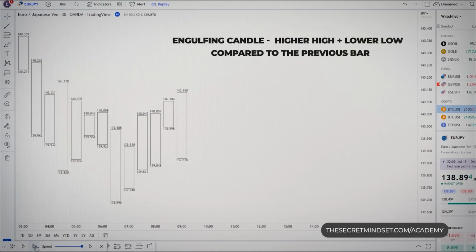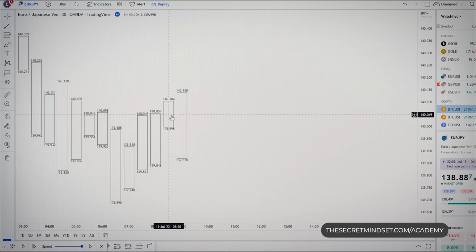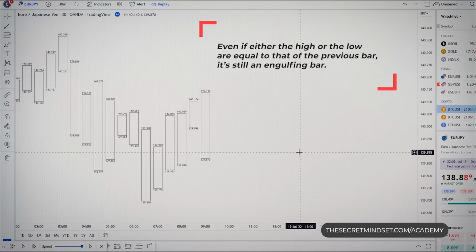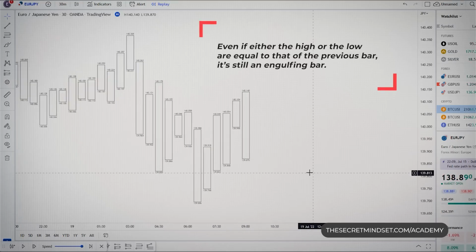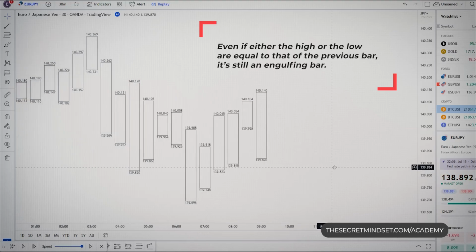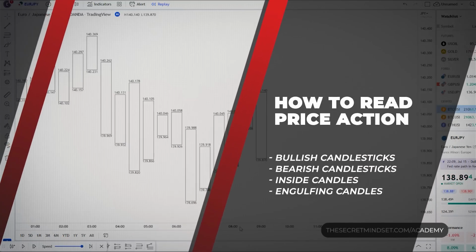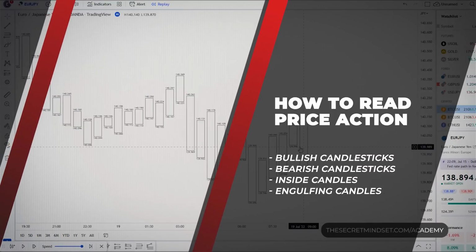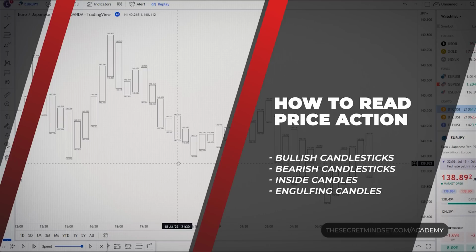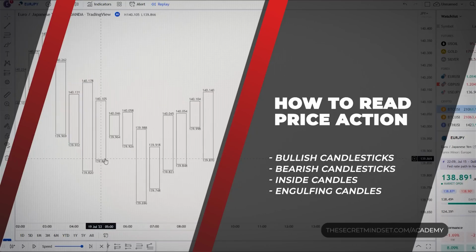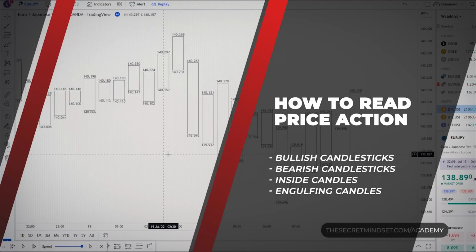And the last formation is the engulfing candlestick, which has a higher high and a lower low relative to the previous bar. And even if the high or the low are equal to that of the previous bar, it's still an engulfing bar. So this is the foundation of your price action analysis: bullish and bearish candlesticks, inside candlesticks, and engulfing candles. It's time to train your eyes to easily spot each formation on a high-low chart. Just open any chart and start reading price action.